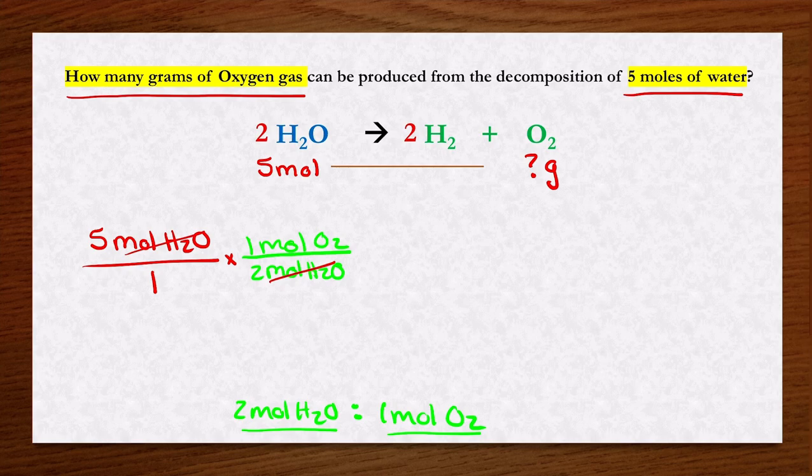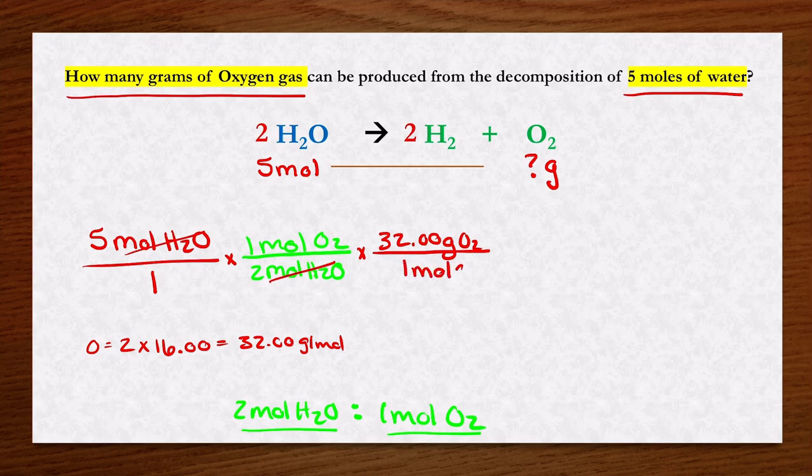But the problem wants me to calculate grams of oxygen. So I have to do one more additional step. And that is that I need to convert from moles of oxygen to grams of oxygen. And I do that by multiplying by my molar mass. All right, so the molar mass for O2: if I have oxygen, there's 2 of them. I multiply that by the molar mass here, and I get 32.00 grams per mole. All right, so there's my molar mass for oxygen. So 32.00 grams of O2 for every 1 mole of O2.